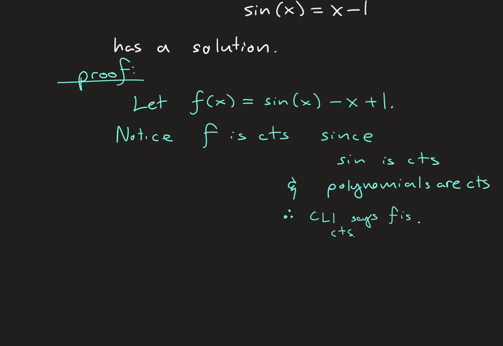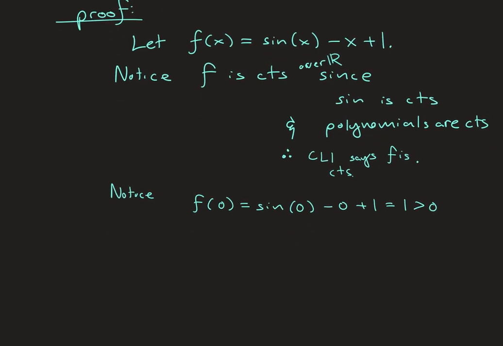We want to show that this f has a root. So, what would be the best? It's actually continuous over the reals. Notice f of 0, that's probably the best, is equal to sine of 0 minus 0 plus 1, which is equal to 1, which is bigger than 0. So now I simply have to find somewhere where this is less than 0. That shouldn't be too bad.